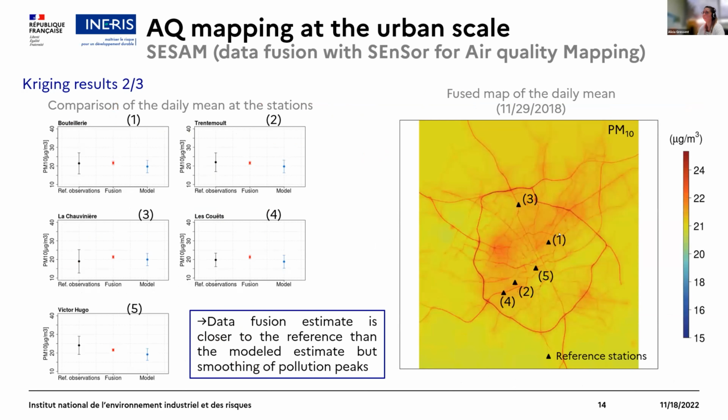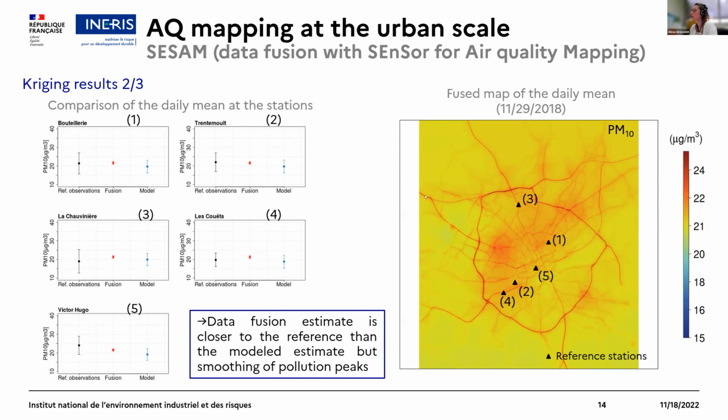We also compared the daily mean of the concentration at the reference stations. We have here 5 reference stations, and the daily mean of the data fusion. So we can see that the data fusion estimate is closer to the reference measurements, but we actually smoothed the pollution peaks. So this is better on average, but for very high events of pollution with high PM10 concentrations, we don't have a good representation of this particular event.